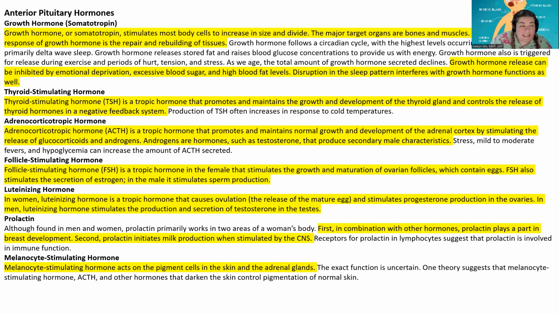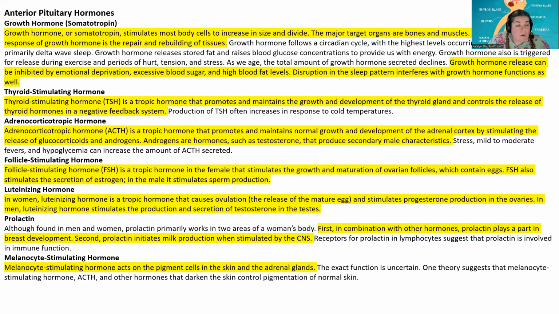Adrenocorticotropic hormone, ACTH, is a hormone that promotes and maintains normal growth and development of the adrenal cortex by stimulating the release of glucocorticoids and androgens. Androgens are hormones like testosterone that produce secondary male characteristics.